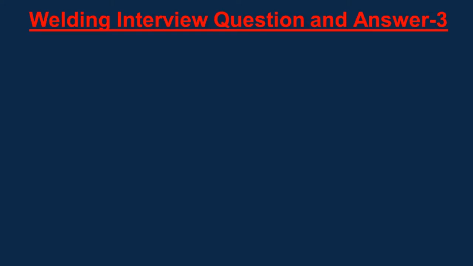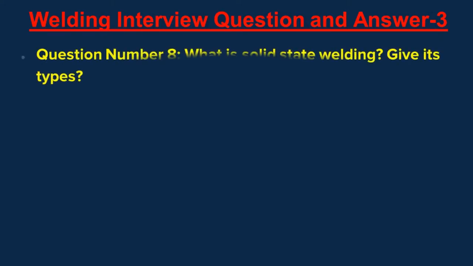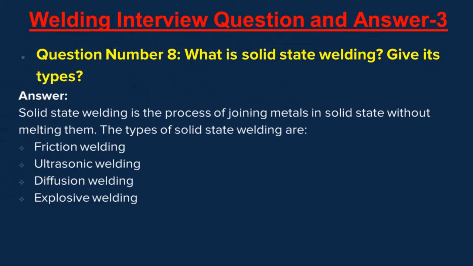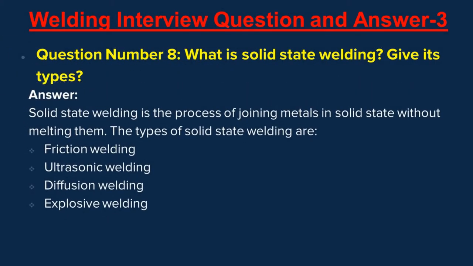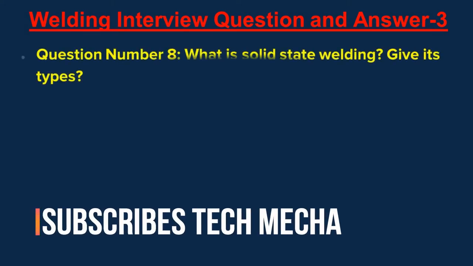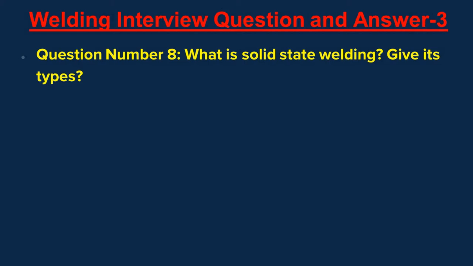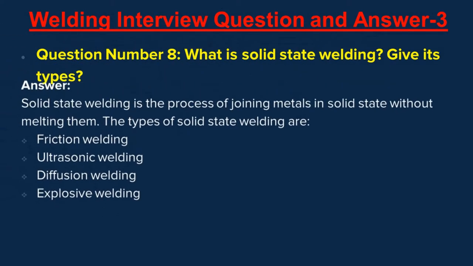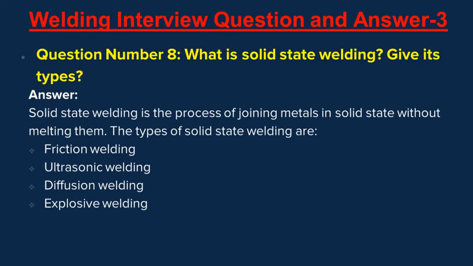Question number 8. What is solid state welding? Give its types. Answer. Solid state welding is the process of joining metals in solid state without melting them. The types of solid state welding are friction welding, ultrasonic welding, diffusion welding, explosive welding.